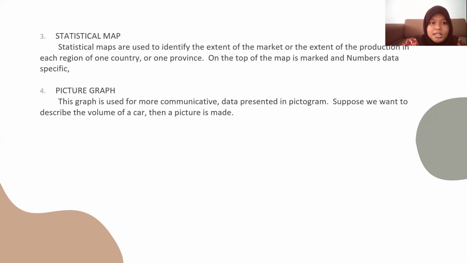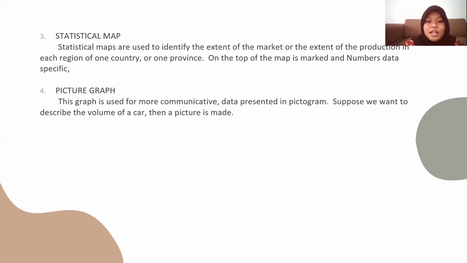Number three is statistical map. Statistical maps are used to identify the extent of the market or the extent of the production in each region of one country or one province. On the top of the map is the market and specific numbers data.